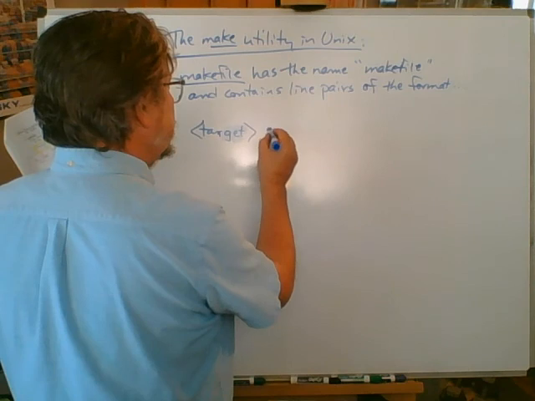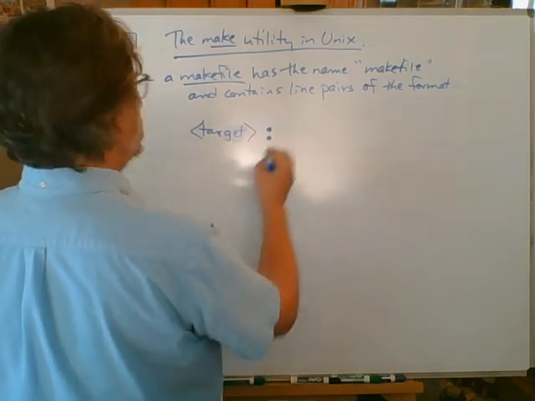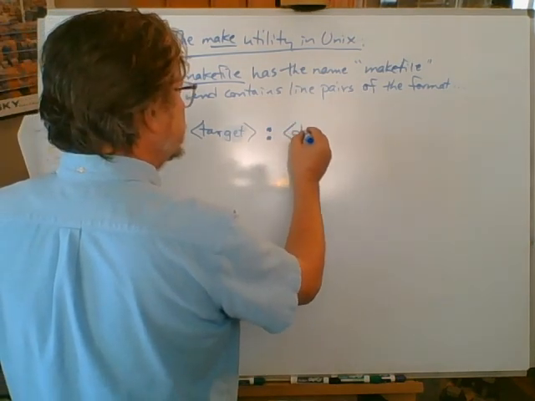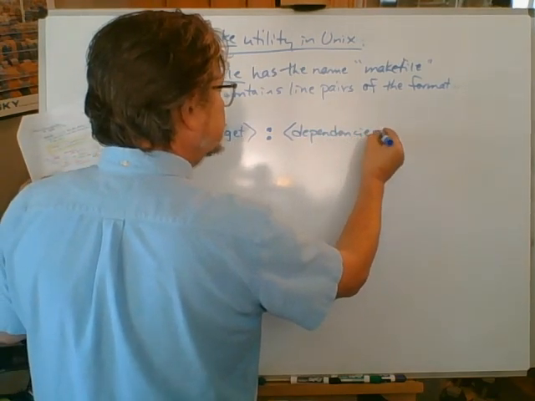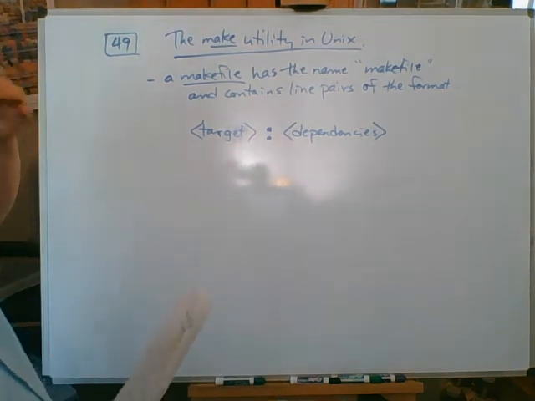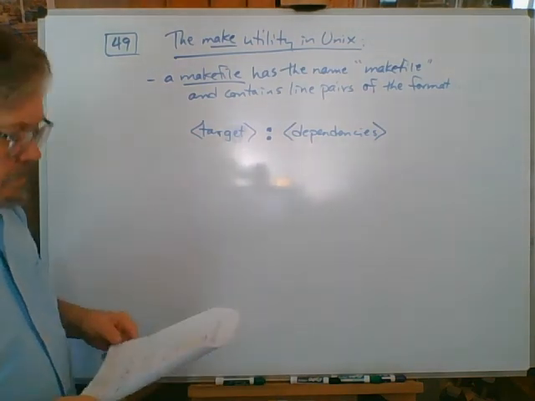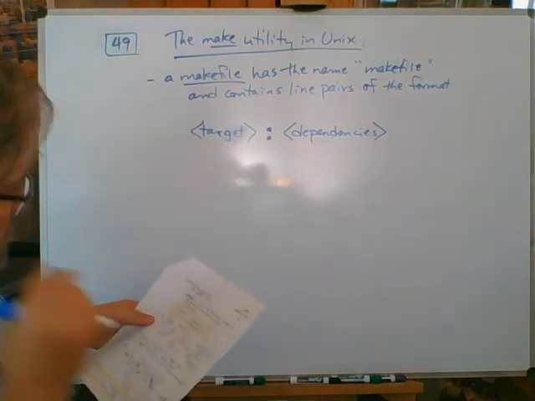Then a colon, an actual colon, that doesn't stand in for anything. And on the right hand of that is dependencies, D-E-P-E-N-D-E-N-C-I-E-S. There, that's the format of one line: target on the left, a single thing, and then a colon and what will be a list of dependencies.